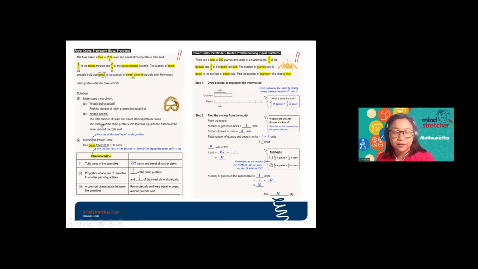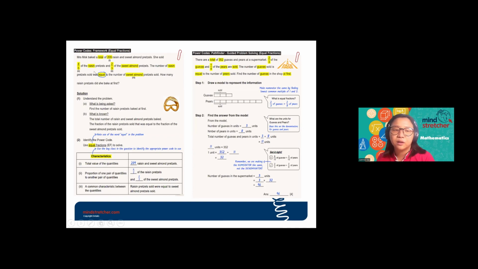Here's an example of what we have in our primary 5 and primary 6 worksheets. My Structure students would realize our power codes have this structure whereby we teach you how to understand the problem: highlight and notate what is known, what information the question gives you, and what the question is asking you for. Then how do you identify the correct power code to use? What are the characteristics of the power code? How do you know that you need to apply it?